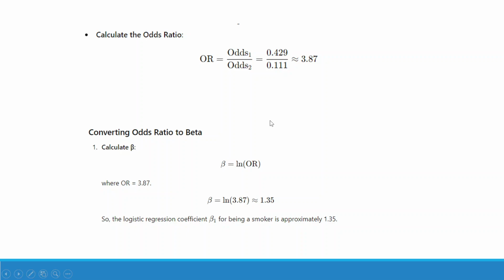Now calculate the odds ratio. This we have already seen. Now on the basis of this, we want to calculate the beta. So beta is equal to ln odds ratio. So the natural logarithm ln odds ratio, we will insert the values. So beta is equal to ln 3.87, which is equivalent to 1.35. So the logistic regression coefficient beta 1 for being a smoker is approximately 1.35.